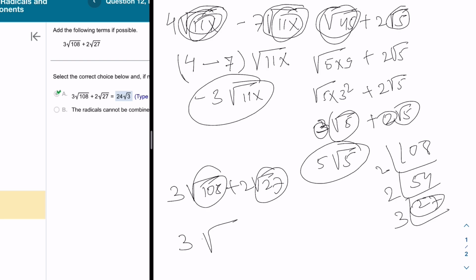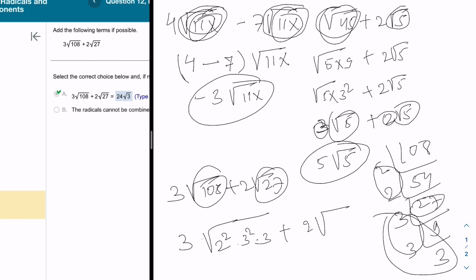Can we write 3 9s are 27? Yeah, obviously we can write 3 9s are 27, right? After that 3 3s are 9. Got it? So we have 2 square, we have 3 square, and we have only 1 3. So we will be writing this as 2 square, 3 square, 3, and 27 will be written from here. So we have 3 square into 3.